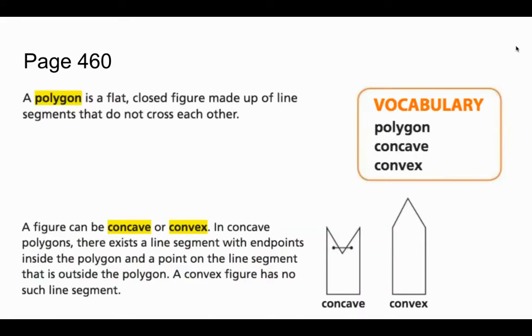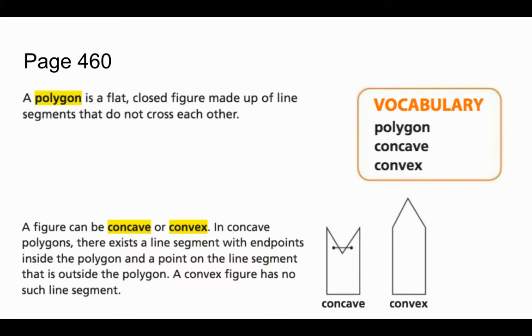All right. We are going to open our math books to page 460. We're going to talk about polygons today. A polygon is a flat, closed figure made up of line segments that do not cross each other. Okay. Poly means many. Gon refers to angles. So polygon means many angles. There are two terms to learn, concave and convex. You can see from the picture here, concave, I think of going into a cave, and convex is the opposite, not going into the figure, like the examples show.